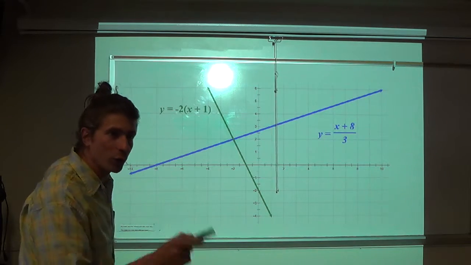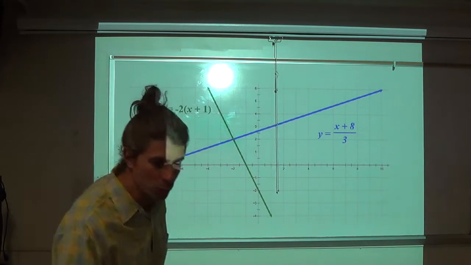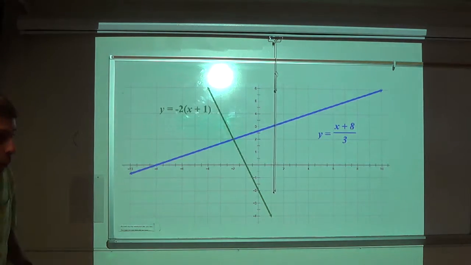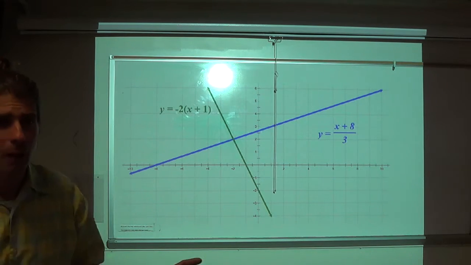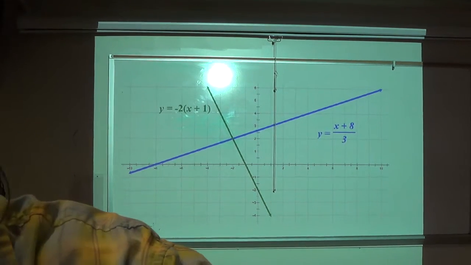X plus 8 over 3 equals negative 2 times quantity x plus 1. Now, if you look at that, it's like, wait, that's a bastardization of both of these things, yes? I see a little bit of the first one and a little bit of the second one.